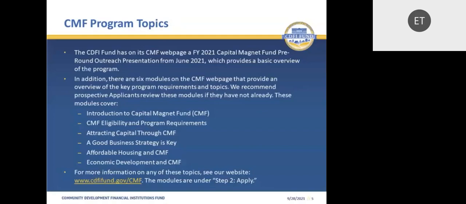There are also 6 modules on that web page, and these provide an overview of key program requirements and topics. It's a really good idea if you can take a look at these modules if you haven't already. They cover the introduction to the Capital Magnet Fund, but also eligibility, our program requirements, leveraging and attracting capital, how to put together a good strategy, affordable housing, and economic development. So if you go to our webpage at www.cdfifund.gov/CMF, you'll find this information, and then if you go to Step 2, Apply, that's where you'll find the modules.